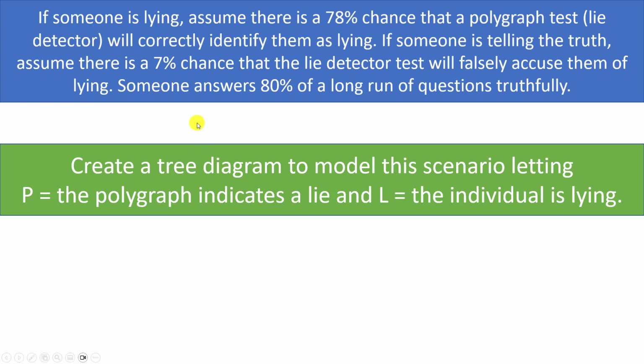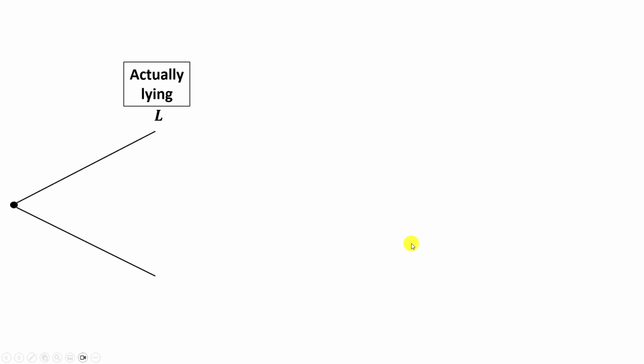So the probability that is not conditional upon anything is, once again, this last little part here. Someone answers 80% of a long run of questions truthfully. So whether or not the individual is lying is going to be our first event that we need to put on our tree diagram, because this is not conditioned upon anything. It's just in general what percent of the questions they're answering truthfully. So that means our first branch is going to relate to either lying, they're actually lying, or they're lying complement. And so we're going to have the two dots there. So this would be telling the truth, really, and this would be lying.